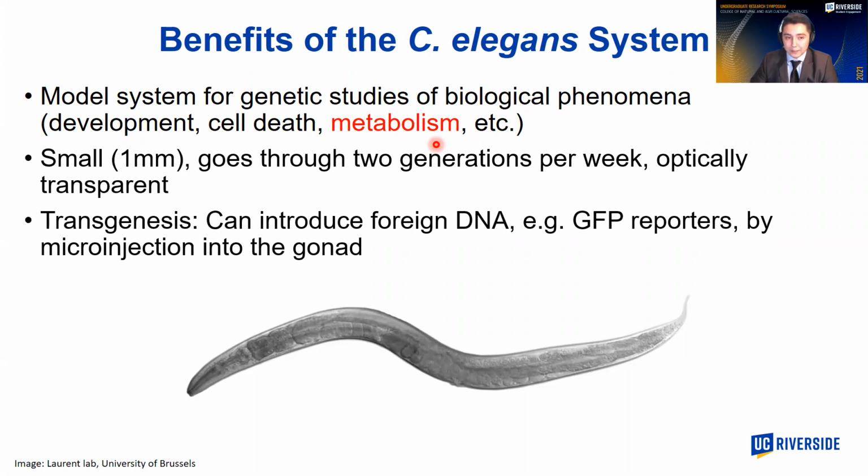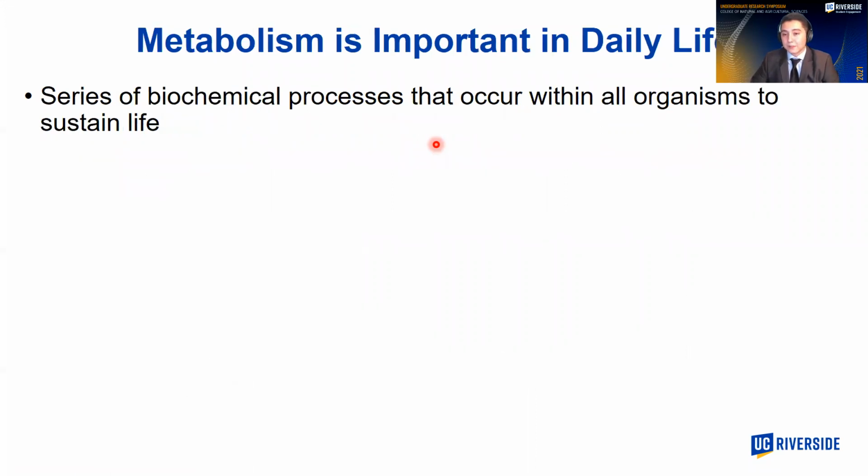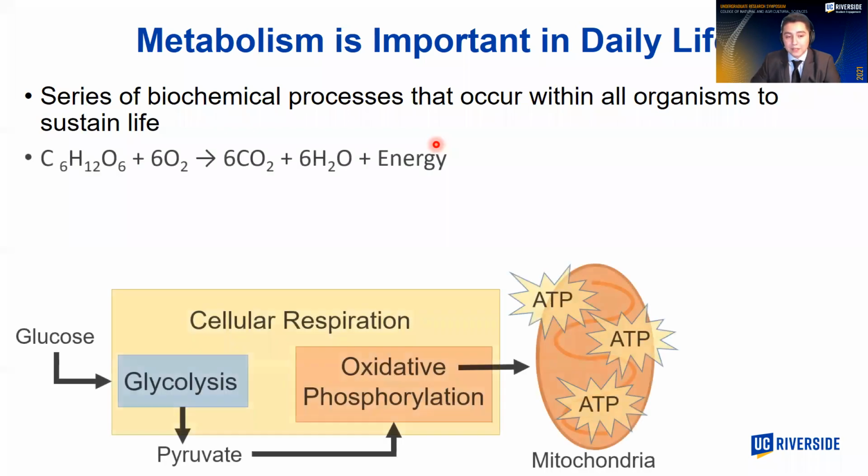So why are we studying metabolism? Well, metabolism is important in daily life. It's a series of biochemical processes that occur within all organisms to sustain life. It's the combination of oxygen and nutrient intake to feed pathways responsible for growth, maintenance, and our ability to function in response to our environment. So this is the process of cellular respiration, where we break down food into glucose, and then ultimately what we turn our food into is this energy that you see here known as ATP, which is produced in the mitochondria.